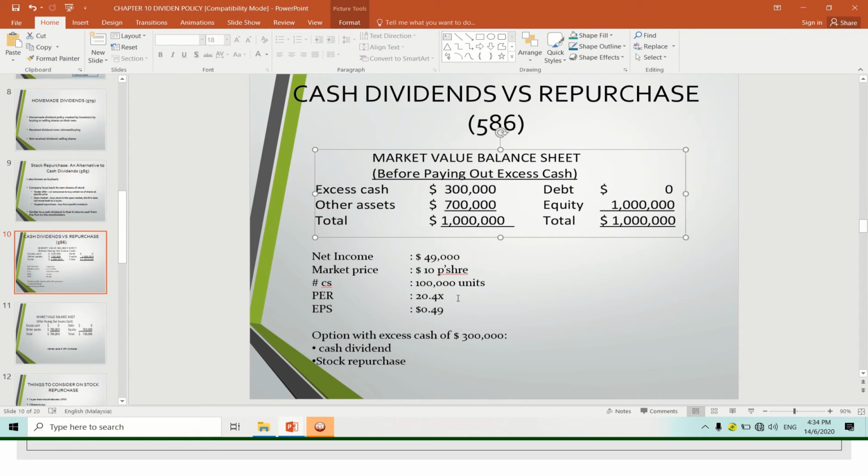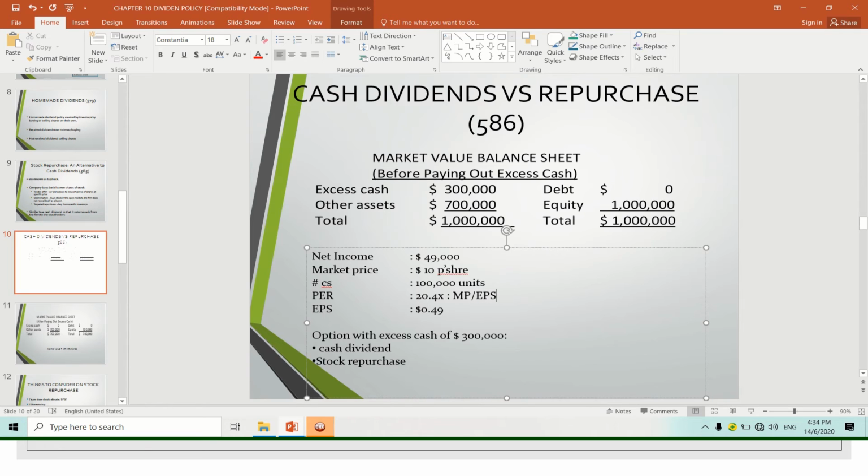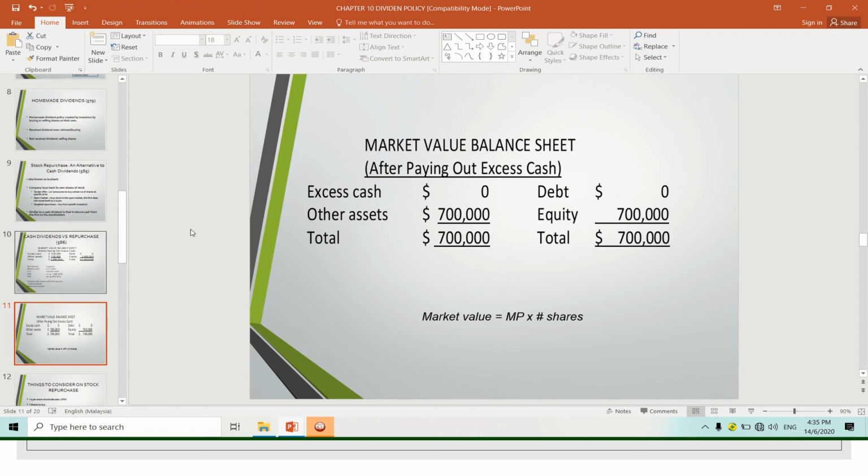So the price earning ratio, how do you get it? The price earning ratio formula is market price over earning per share. So the price earning ratio is 20.4 times, and currently the company's earning per share is 0.49. The formula for earning per share is net income over number of shares outstanding. So the company has two options: whether to pay this excess cash of 300,000 as cash dividend or to do a stock repurchase. Regardless of whether the company pays dividend in the form of cash or stock repurchase, at the end we can see that the market value on the company's balance sheet is the same.